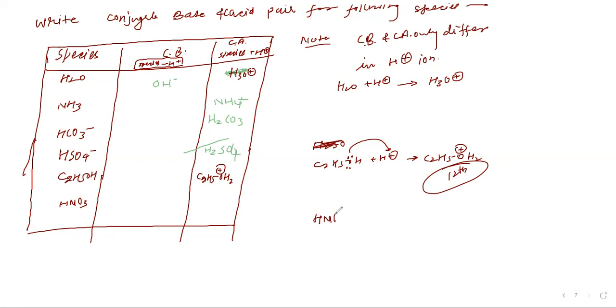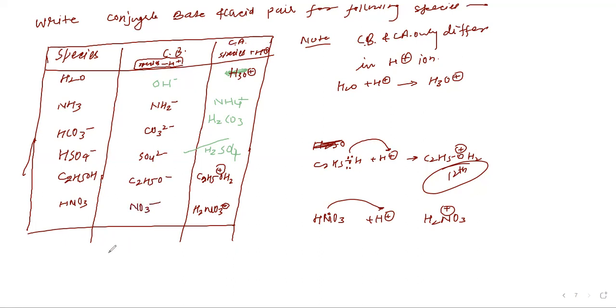HNO3. If you are talking about HNO3, a lone pair of electrons is there. If you are adding H plus, it will accept the H plus, so it is going to be H2NO3 positive charge. Conjugate base: you are removing one hydrogen, so it will be NO3 minus. Here is CO3 2 minus, here is SO4 2 minus, here is C2H5O minus, NO3 minus.